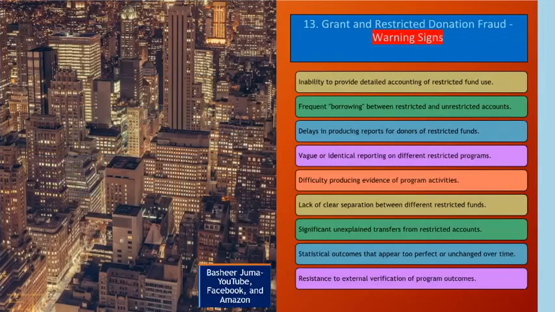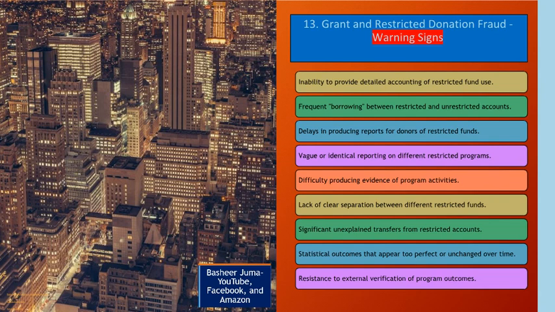Warning signs. Inability to provide detailed accounting of restricted fund use. Frequent borrowing between restricted and unrestricted accounts. Delays in producing reports for donors of restricted funds. Vague or identical reporting on different restricted programs. Difficulty producing evidence of program activities.